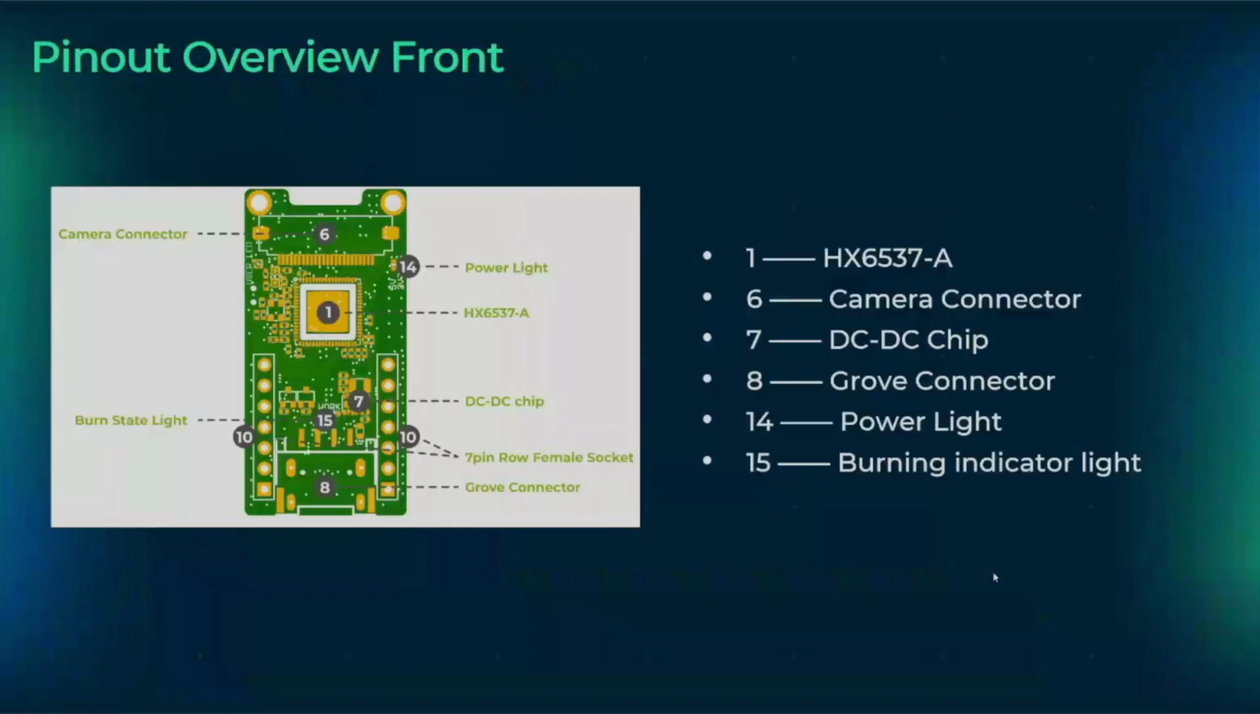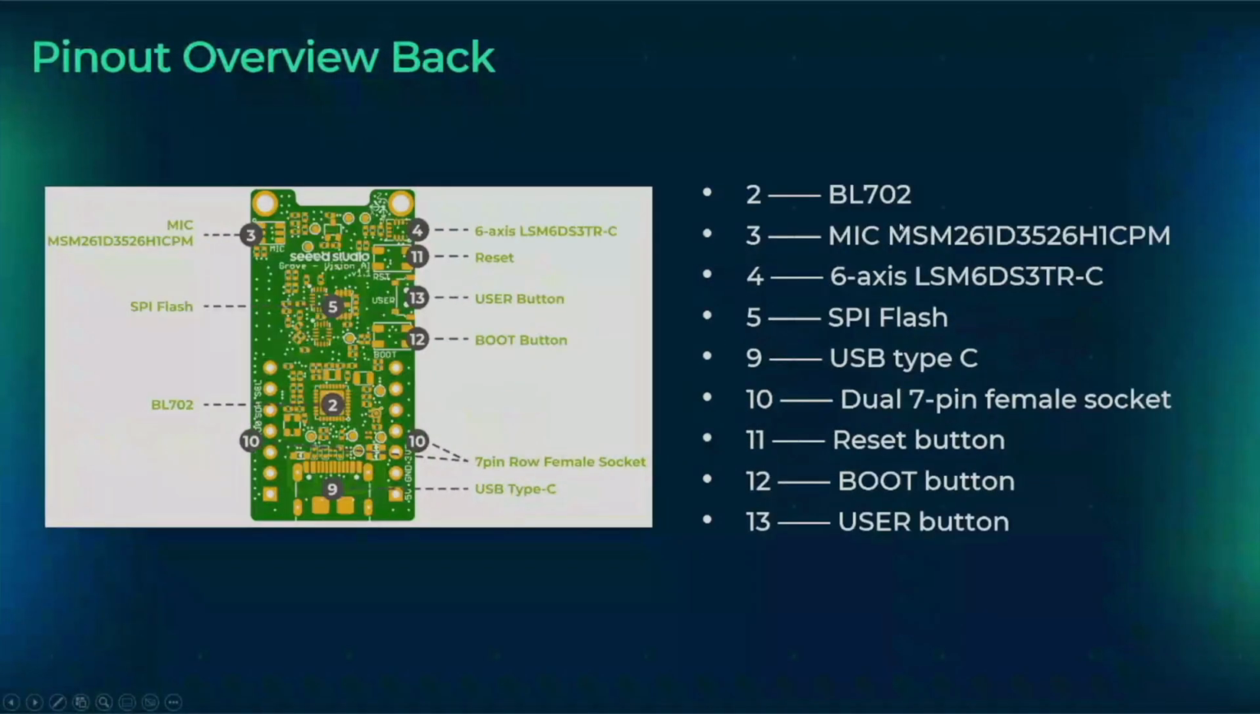And this is just a brief pinout overview, like how the hardware is laid out: the chip, the Grove connector, and you get the mic and 6-axis accelerometer. And this is the chip responsible for the communication between the computer and the HiMax processor. So this is a USB to UART controller. This one is the BL702, and it has SPI flash, and it got 3 buttons.